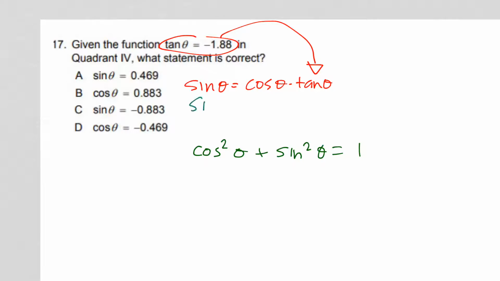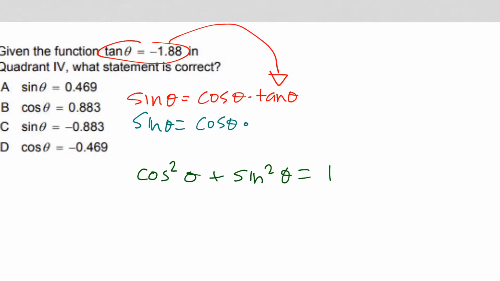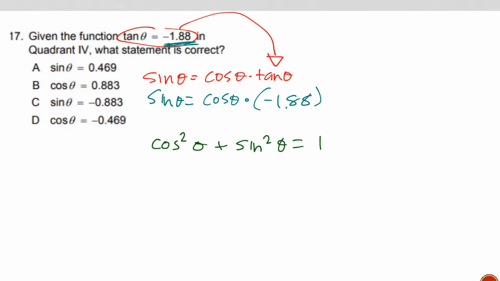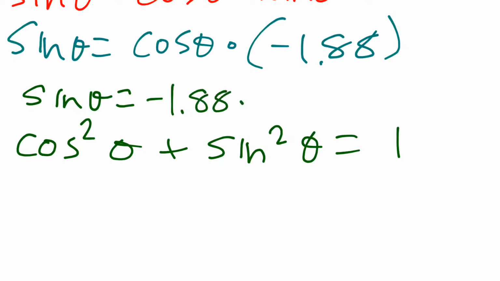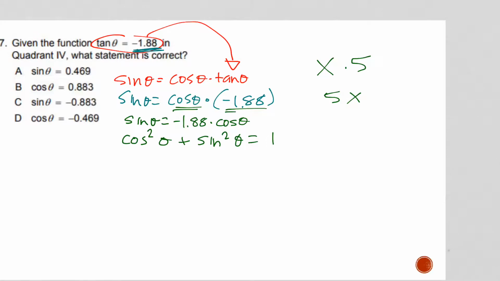So I'm going to substitute it. I have sine theta equals cosine theta times tan theta. Tan theta is negative 1.88. I'm going to multiply cosine theta with negative 1.88. This is the same as writing negative 1.88 cosine theta because this is multiplication. It's like saying what's x times 5? That's the same as 5x. Well, I know what sine theta is. Sine theta is equal to these two values multiplied together. So I'm going to plug them in.